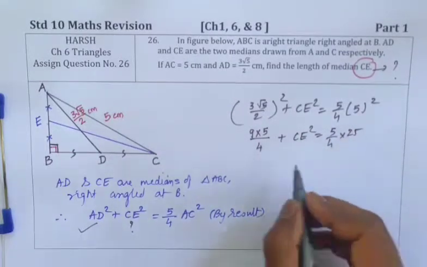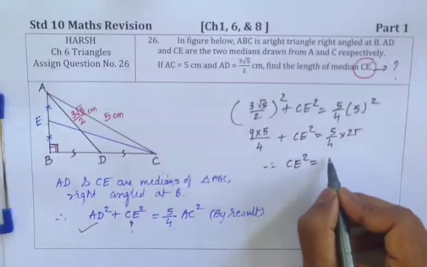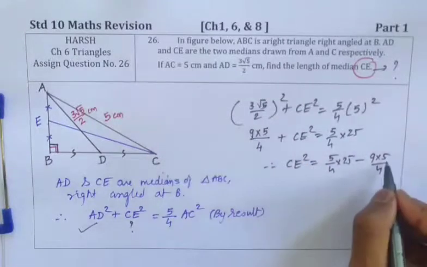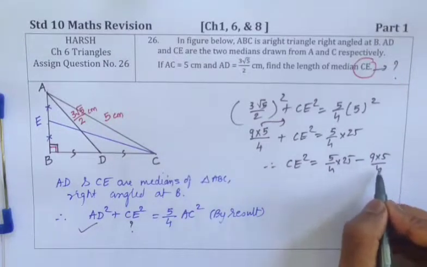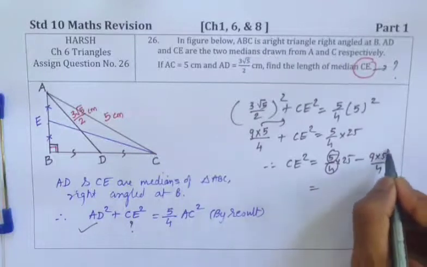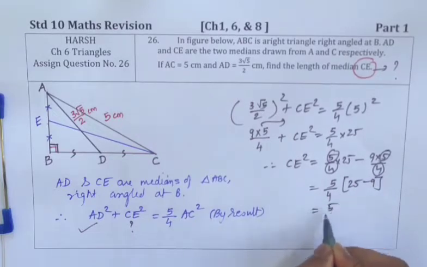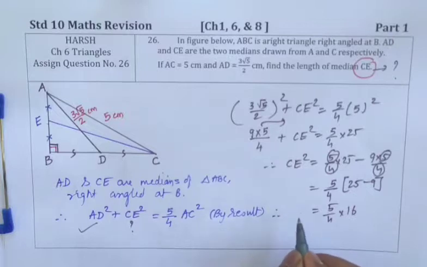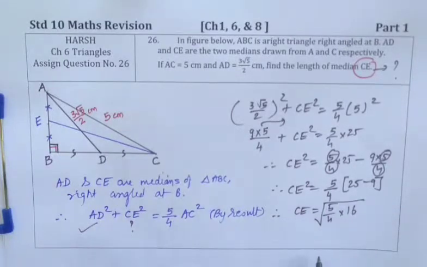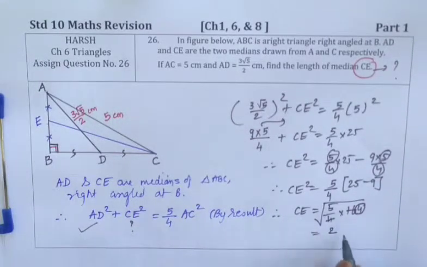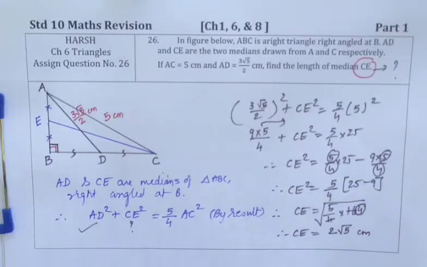The square of 5 is 25. Therefore, CE square is equal to 5 by 4 times 25 minus 9 by 4 times 5, that is, 9 into 5 by 4. Take 5 by 4 common, that is the best way of simplifying: 25 minus 9 is 16, so 5 by 4 into 16. Therefore, CE will be the square root. The 4s cancel. Square root of 4 is 2, and square root of 5 is root 5. This is CE in centimeters. I hope you have understood, children.